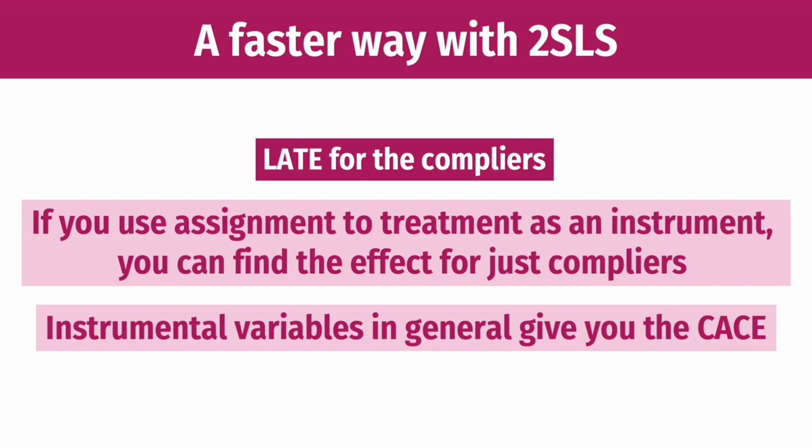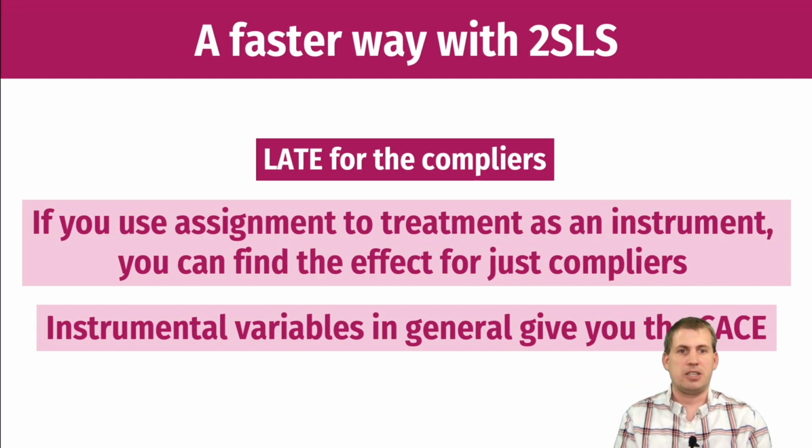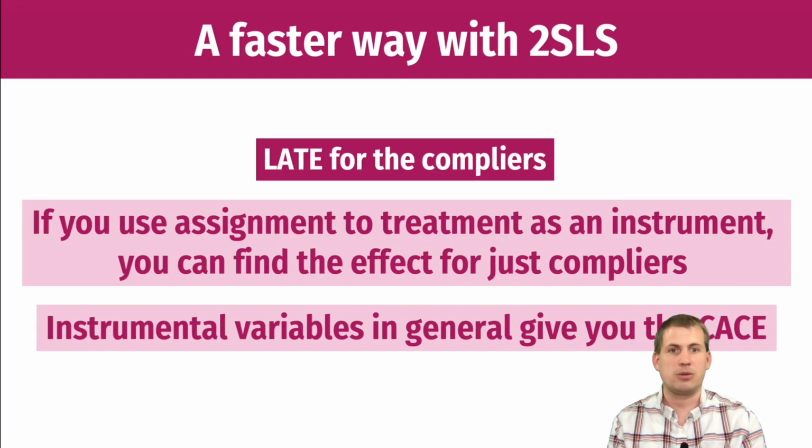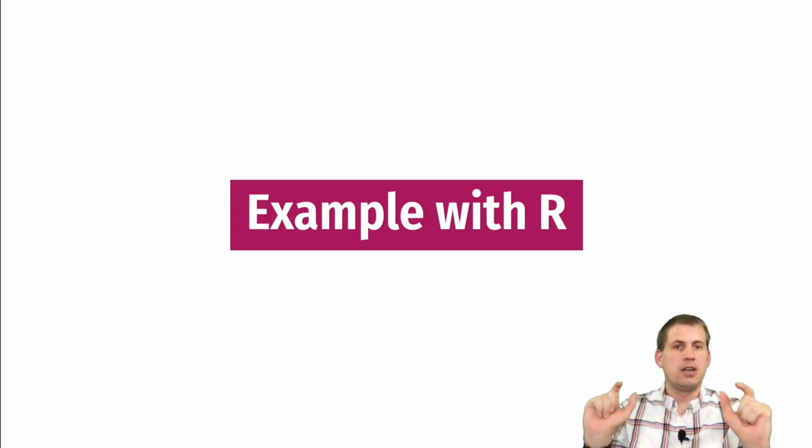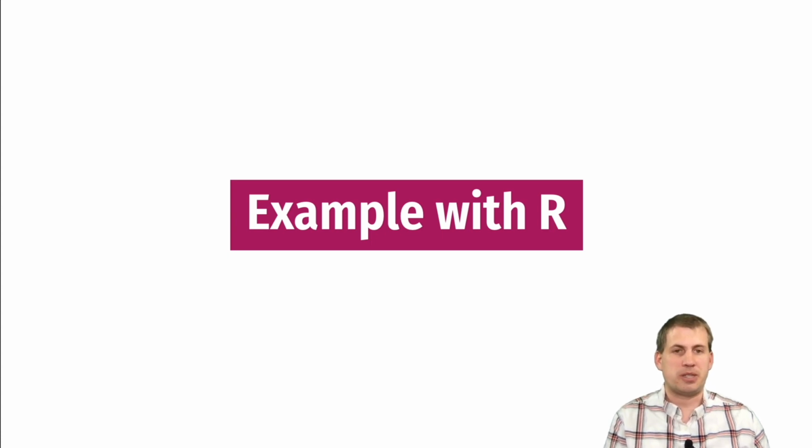There's so many C's here. So the complier average causal effect is what you get out of instrumental variable regression, and that's what you can find. So what we're going to do is walk through a quick example in R that shows you how you can extract the compliers from the always takers and the never takers manually, and how you can do the same thing using instrumental variables regression with assignment to treatment as the instrument. So let's walk through an example now.